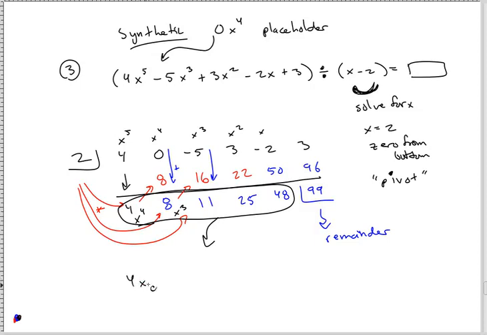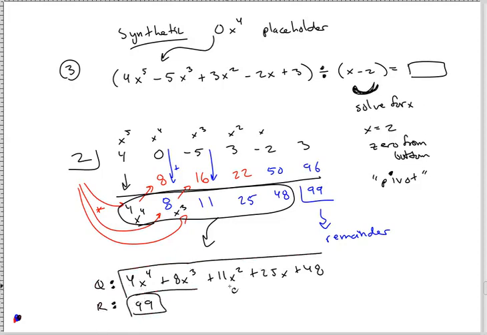So this is 4x to the 4th plus 8x cubed plus 11x squared plus 25x plus 48. Again, that's all your quotient. And then your remainder, well, I guess you don't have to box it. It's already there. It's just 99. Sometimes you get a 0, and that's nice, but here we got 99. That's fine. It's just a number. Doesn't really matter. There you go. Two boxes. You fill it in however you need to do it on the homework program. So the main thing: multiply, add, multiply, add, multiply, add, all the way down.